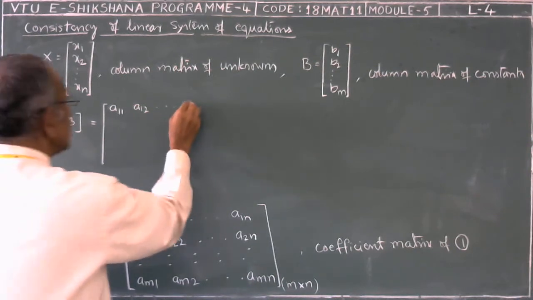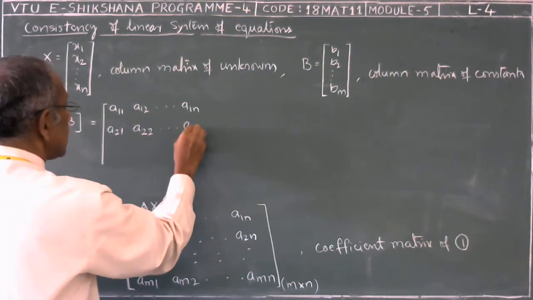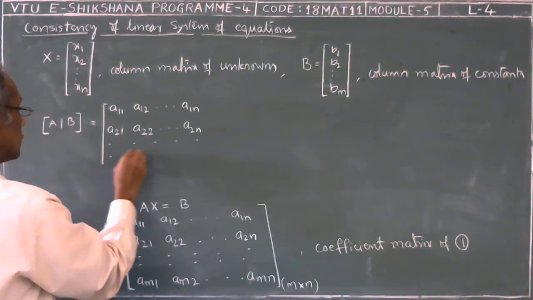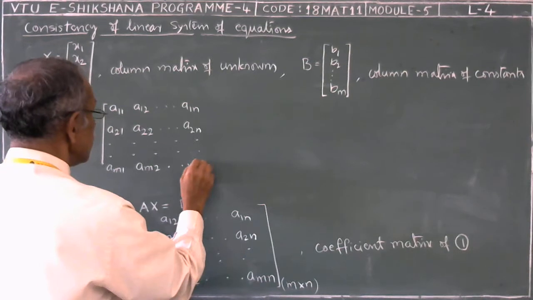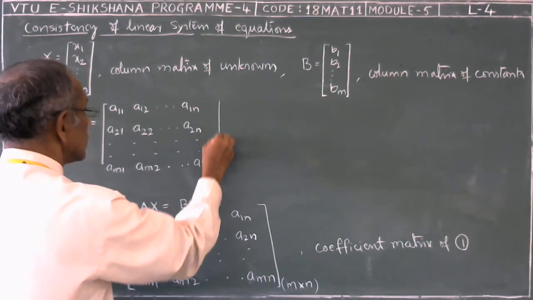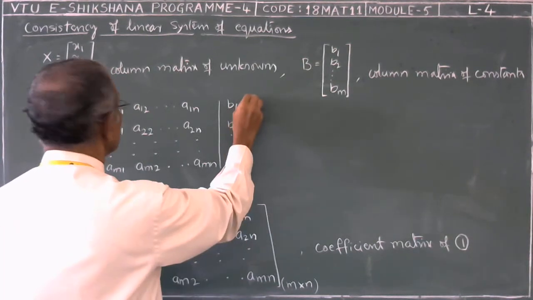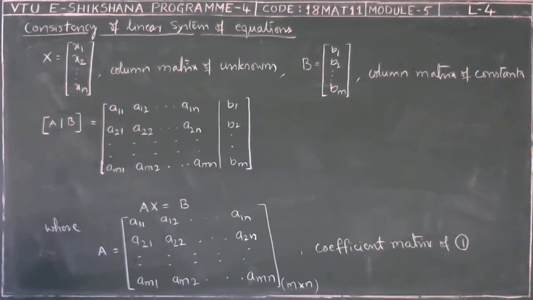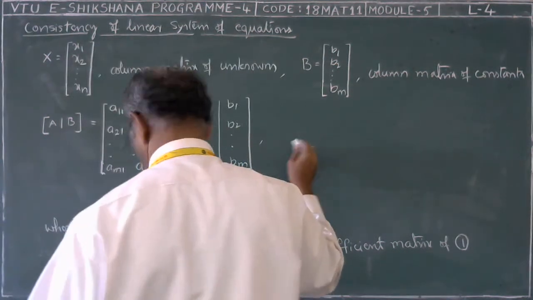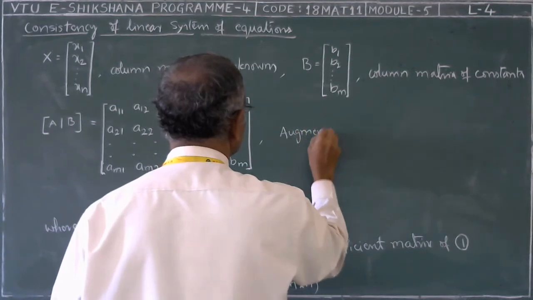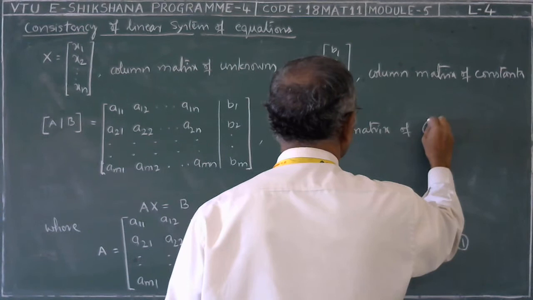A11, A12, A1n, A21, A22, A2n, Am1, Am2, Amn, B1, B2, Bm. This is called the augmented matrix of the system of linear equations 1.